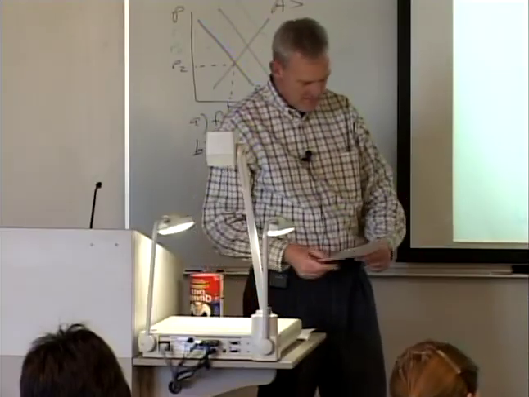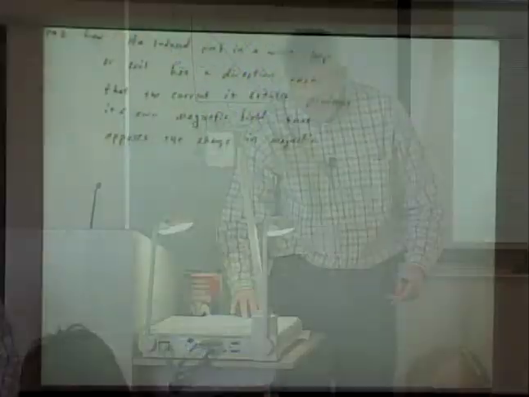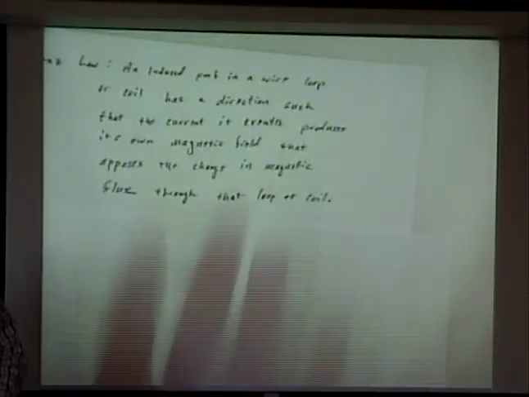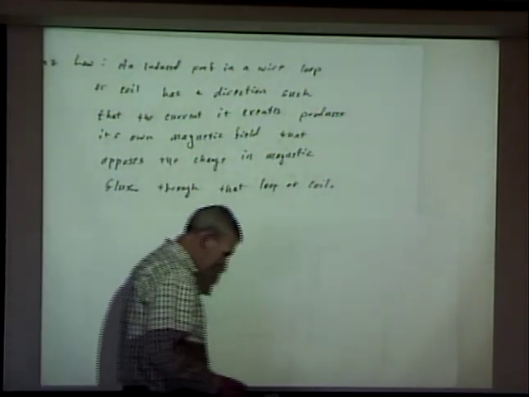All right. So here's Lenz's law. Here's actually what it says, and this is in your book. Lenz's law says this: an induced EMF in a wire loop or coil has direction such that the current it creates produces its own magnetic field that opposes the change in the magnetic flux through that loop or coil. That's a much better way of saying it.